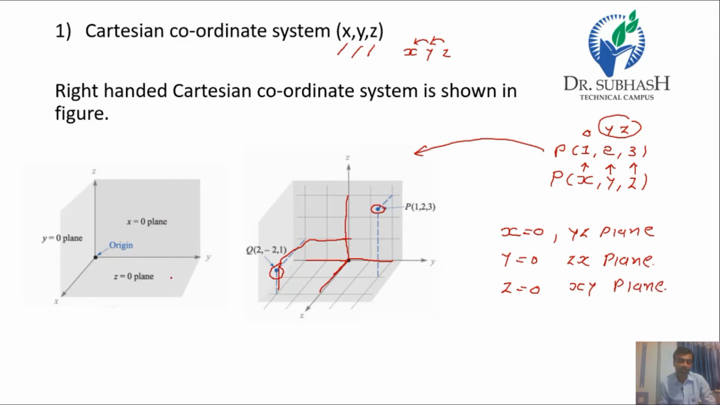Here you must note that in a Cartesian coordinate system, the three axes are mutually perpendicular, or we can say they are orthogonal, meaning the angle between y and z is 90 degrees. Similarly, the angle between x and y is 90 degrees, and similarly the angle between z and x is 90 degrees.